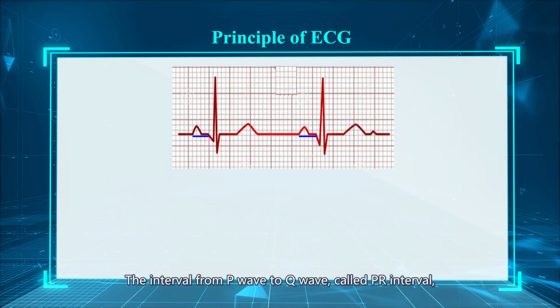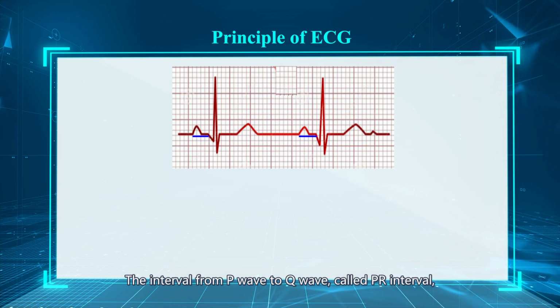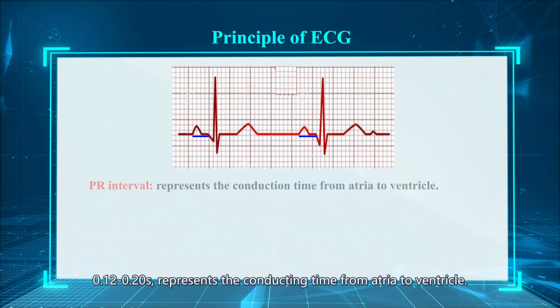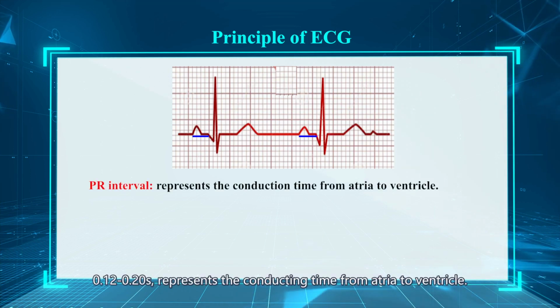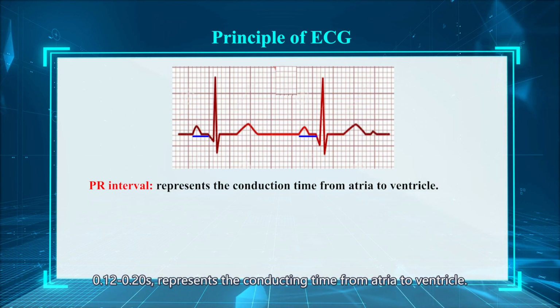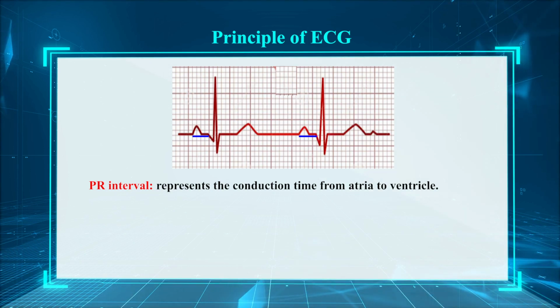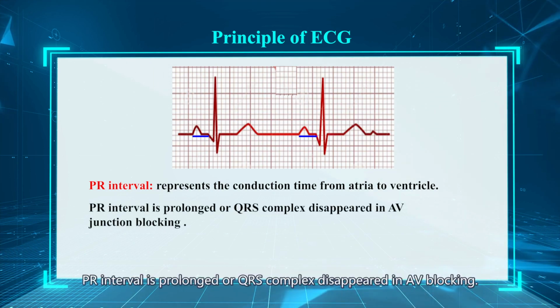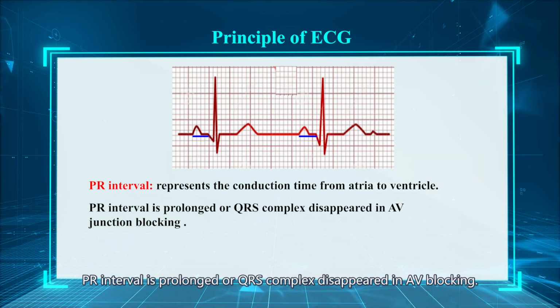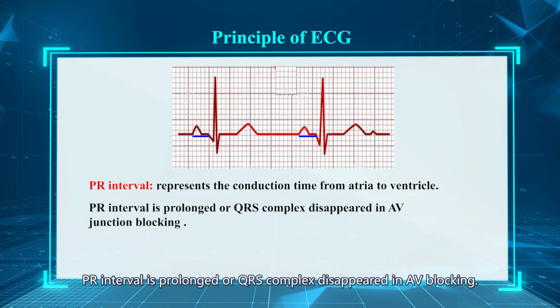The interval from P wave to Q wave is called PR interval. 0.12 to 0.2 seconds represents the conducting time from atria to ventricles. PR interval is prolonged, or QRS complex disappears, in AV blocking.